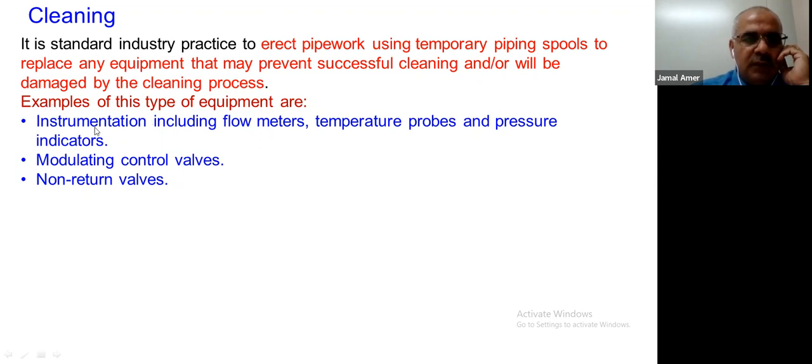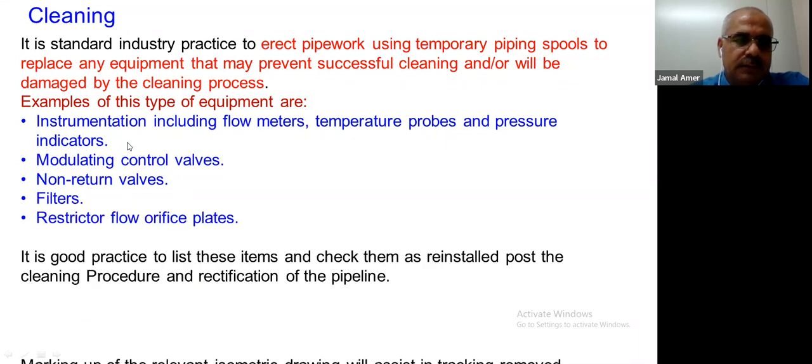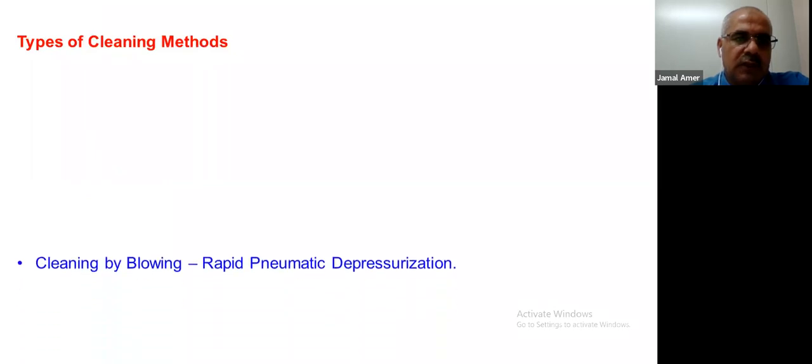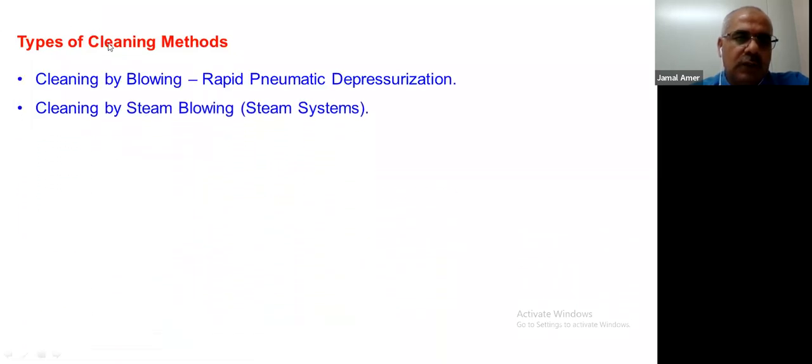Examples of this type of equipment are instrumentation, so flow meter, turbine meter, any temperature probes or pressure indicators. We have to remove this instrumentation or tools before doing any cleaning because it could affect it. Modulating control valves, non-return valves, all of this we need to remove and put a spool pipe instead of them. Filters, all things.